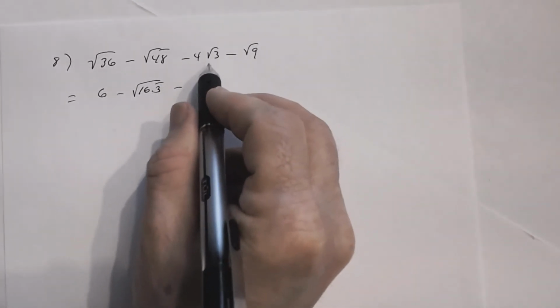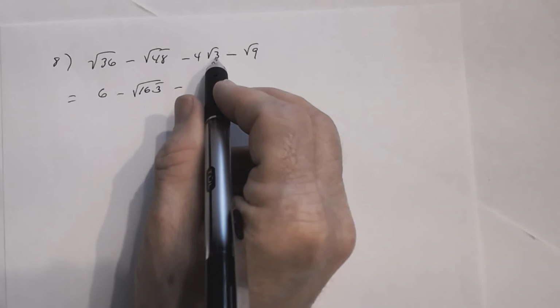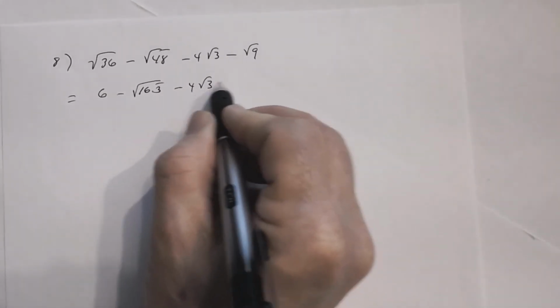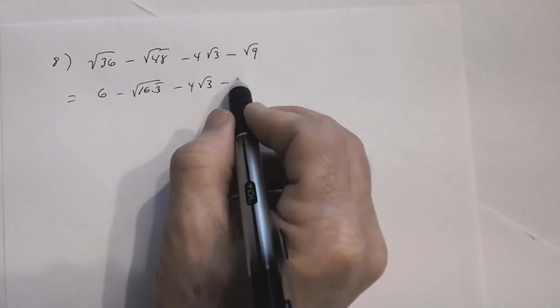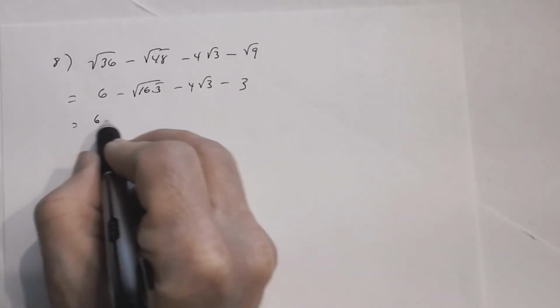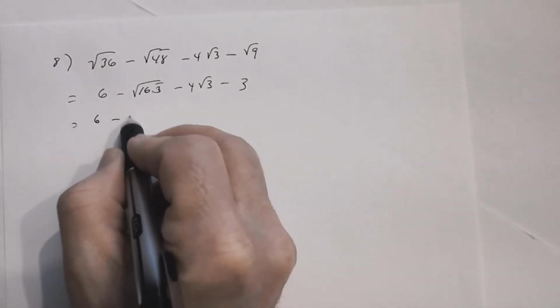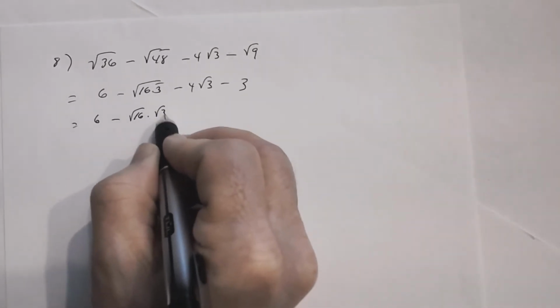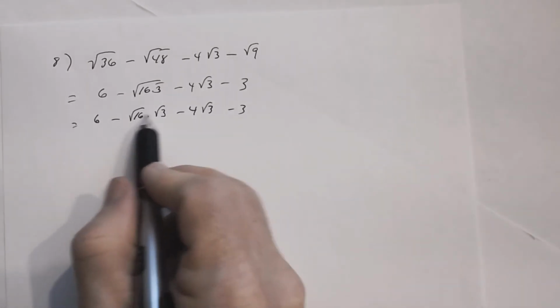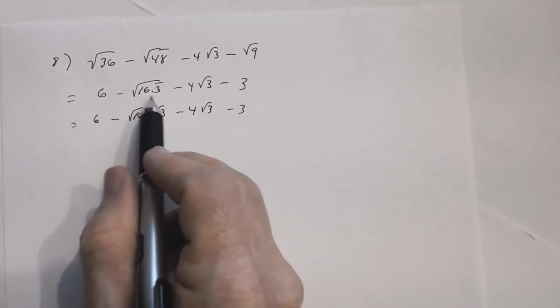Minus, I cannot simplify this because 3, the radicand 3, 1 is the only perfect square that goes into 3. So I cannot simplify that. And then here, the square root of 9, that's just 3. So then I'm going to rewrite this as 6 minus, and then use the product rule, square root of 16 times square root of 3, minus 4 square root of 3 minus 3. So the only thing I can simplify at this point is this one.